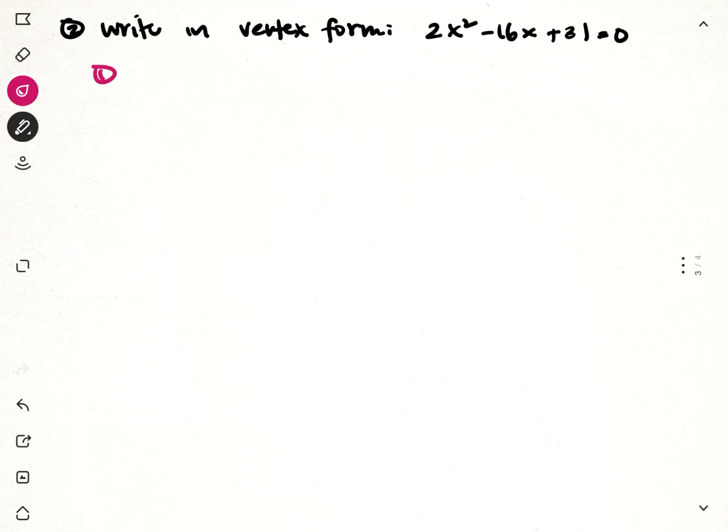All right, so step 1, what we're going to do is we're going to move our 31. So we're going to move the C again, just like we did before. So we're going to subtract 31. So we end up with 2x squared minus 16x equals -31.